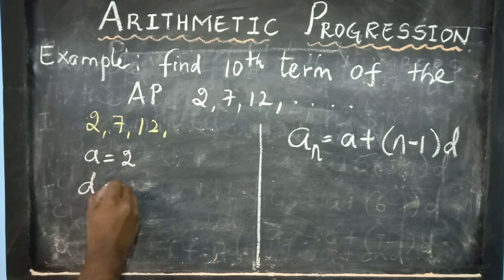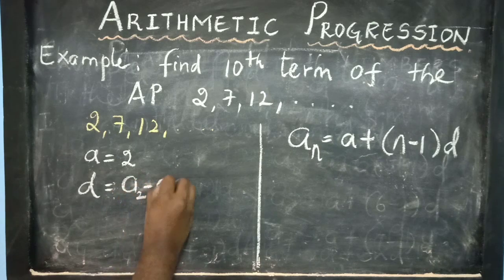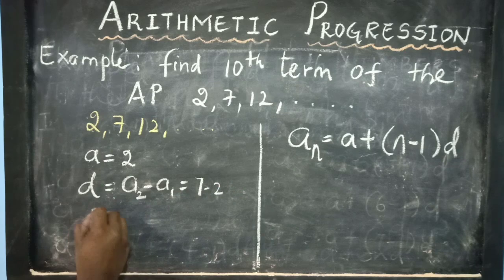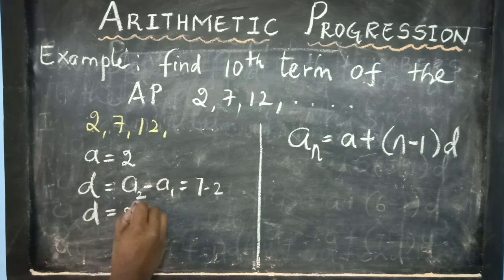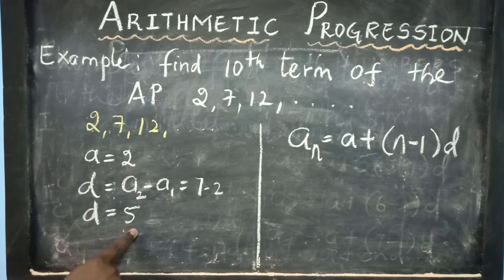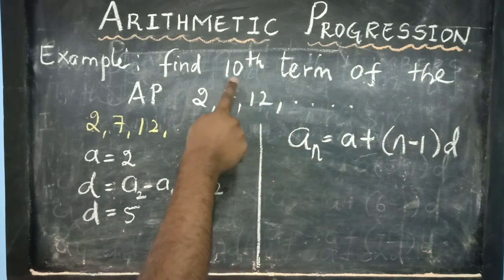Then D equals A2 minus A1, that is 7 minus 2. D equals what? 5. We have found out A equals 2 and D equals 5. Then how to find out n? It is in the question itself.